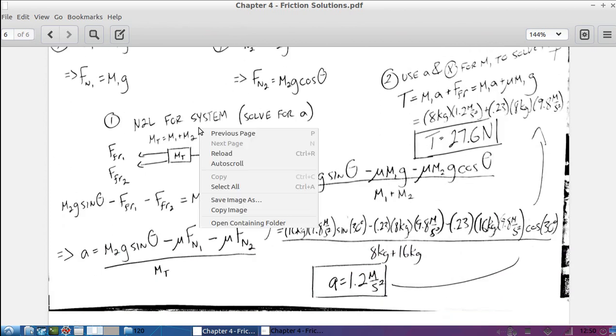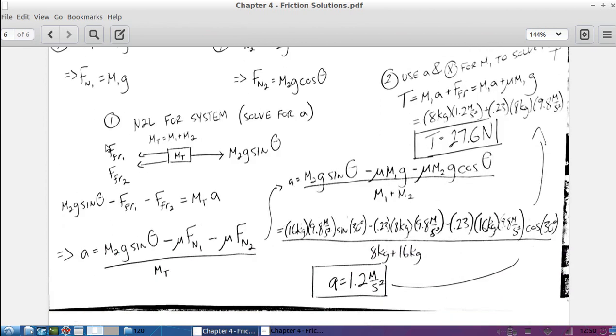Okay, so here's my quote-unquote free body diagram for my system. Total mass is m1 plus m2. I've got m2g sine theta in the positive direction and the two friction forces in the negative direction. So Newton's second law for the system, I've got one equation, which has everything I know with the exception of the acceleration. I can solve this for a, divide both sides by the total mass, which is m1 plus m2, which I know.